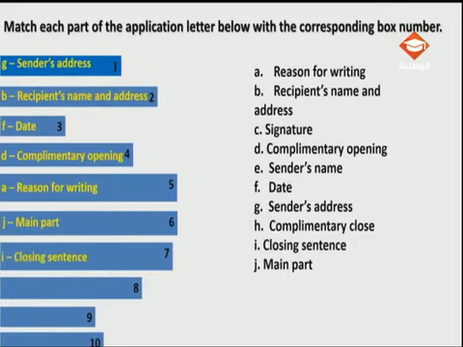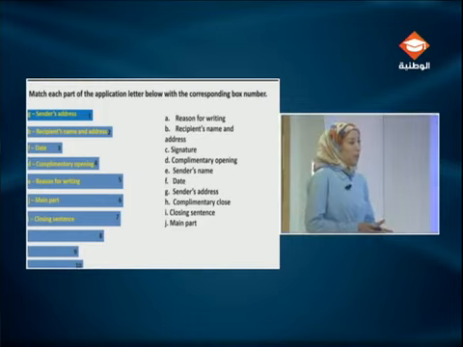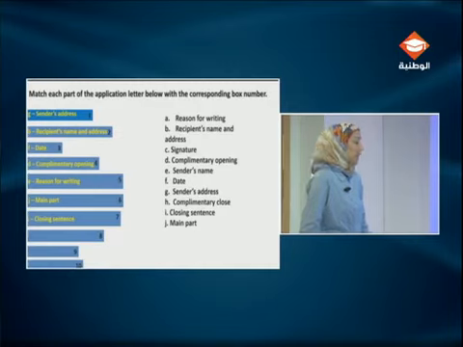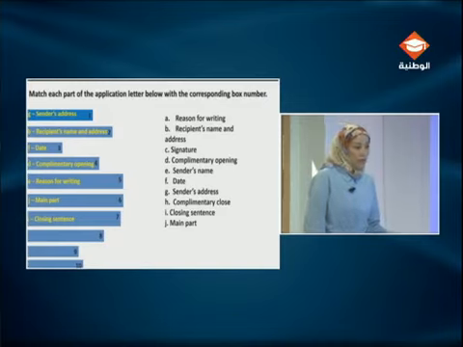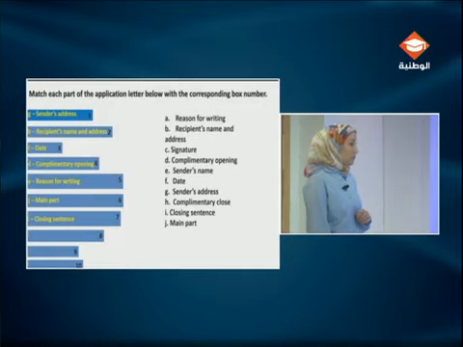Let's check. Yes. And then 8. And all of them, the 5, 6, and 7, make one big part of the letter. We call it the body of the letter. So we have the body. We have already given information about ourselves, experience, etc. Then we need the closing sentence, and after that, I think the complimentary close.